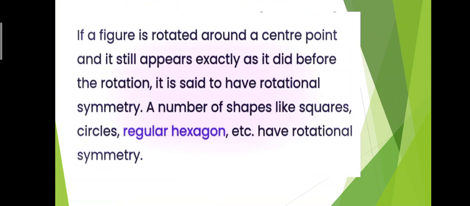If a figure is rotated around a center point and it still appears exactly as it did before the rotation, it is said to have rotational symmetry. A number of shapes like squares, circles, regular hexagons, etc. have rotational symmetry.